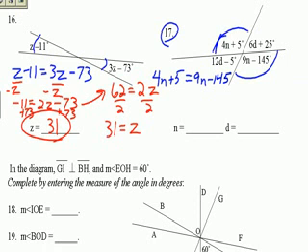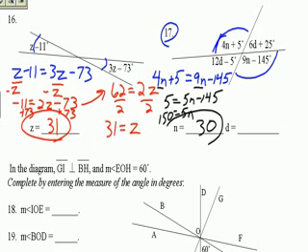Sorry if these things keep disappearing. We have n's on both sides, so we're going to subtract 4n from both sides, giving us 5 equals 5n minus 145. And all we have to do is add 145 to both sides to get 150 equals 5n. And that gives us 30 for n.